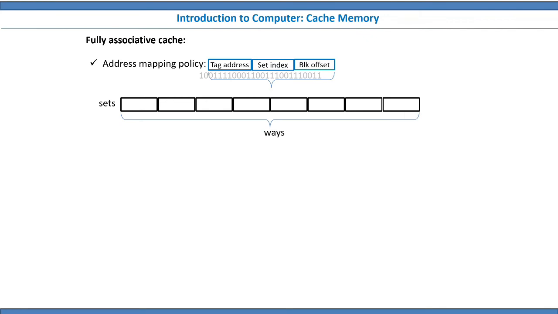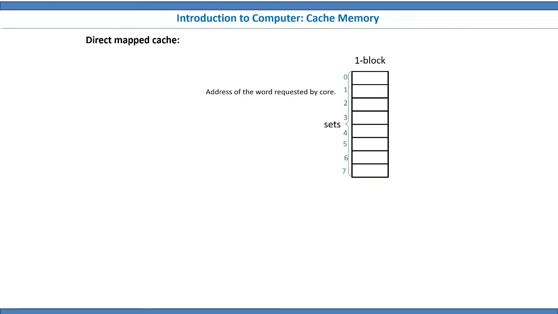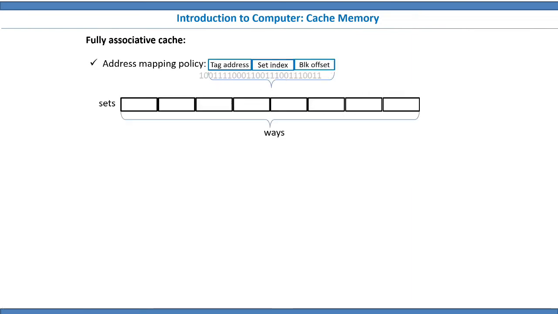The structure of a fully associative cache is completely opposite of a direct map cache. Here there is only one set and multiple ways. If we compare this with a direct map cache, you can see there is only one way and multiple sets. Since there is only one set, the set index is not required here. So the tag address and set index together are called the tag here. In a fully associative cache, there is only the block offset and the tag address. It means that any block can be placed in any position. If there is any empty location, we can place a new block.